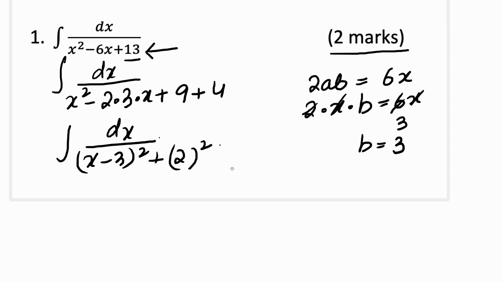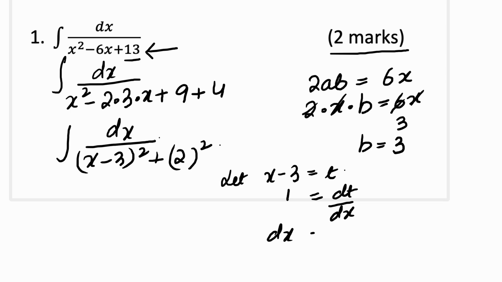Now what can we say? Let x minus 3 be equal to t. That will give me 1 equals dt by dx when I differentiate it, so dx is equal to dt. I will put it over here. So I will get dt upon t square plus 2 square.